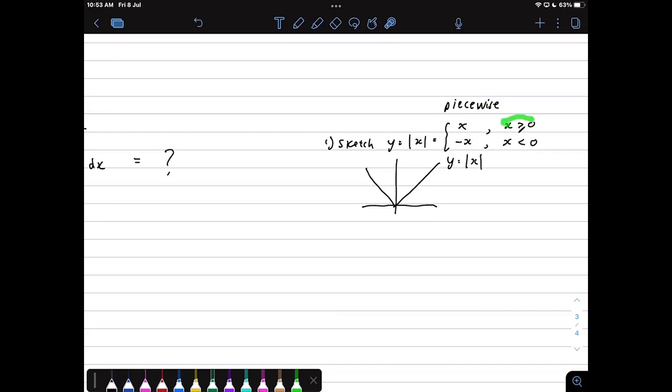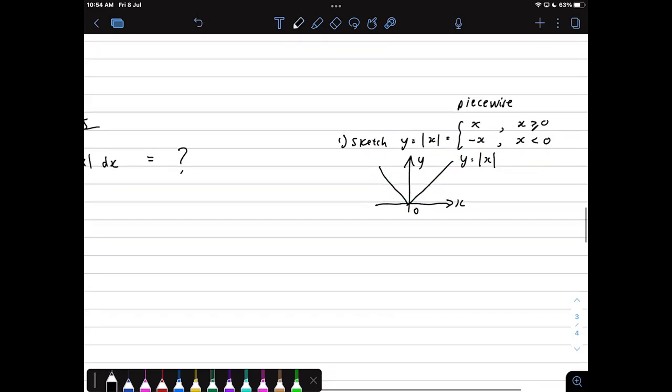Do you understand this? x more than or equal to 0 means you get x. x less than 0 means you get -x. y equals -x is here, y equals x is there. Okay? Okay, good. So now we have this guy.